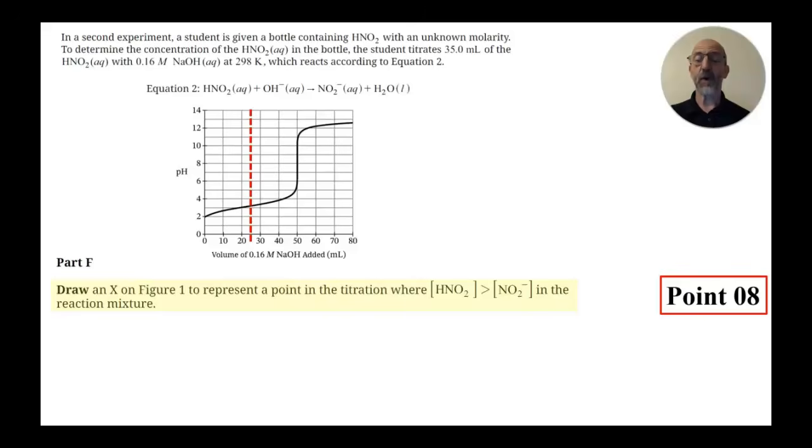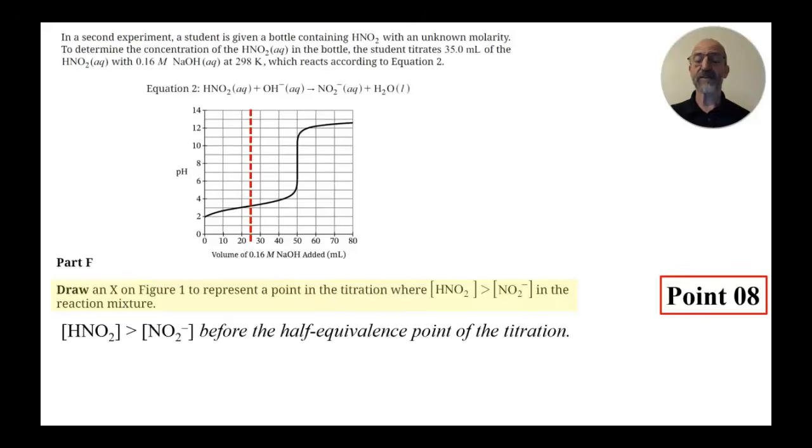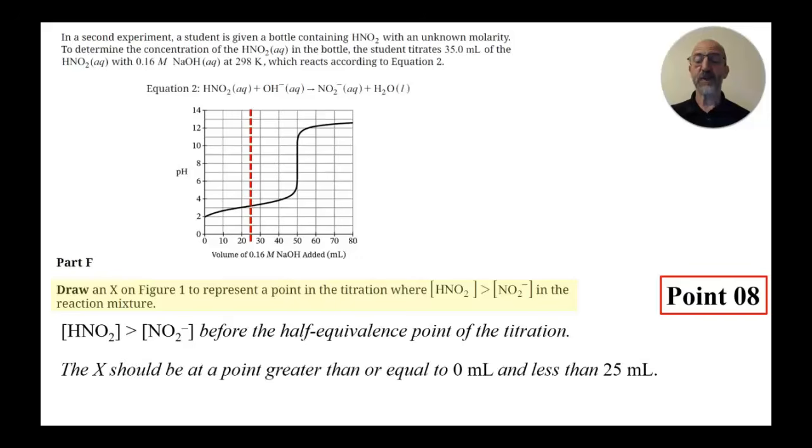So if the half equivalence point is at 25 milliliters, then for the concentration of HNO2 to be greater than NO2-, it should be before the half equivalence point, so anywhere at a point greater than or equal to 0 and less than 25 milliliters. So that would be one acceptable answer, but anywhere between 0 and 25 milliliters for your point X. All right, well, that would be point 8.